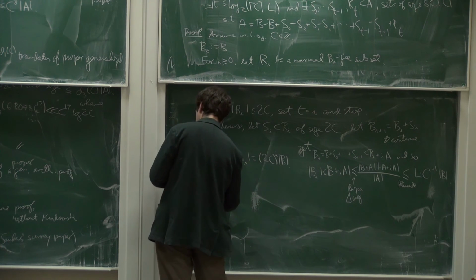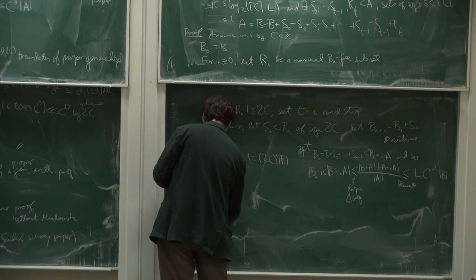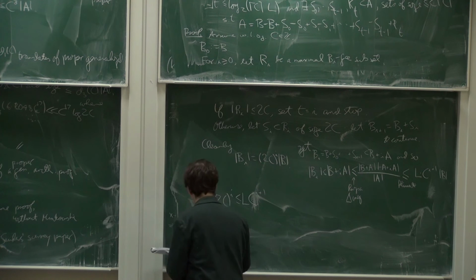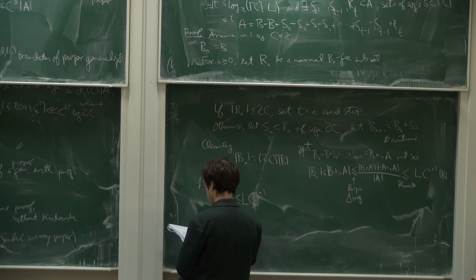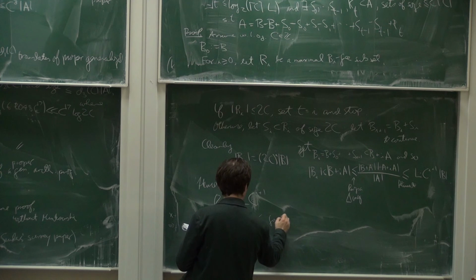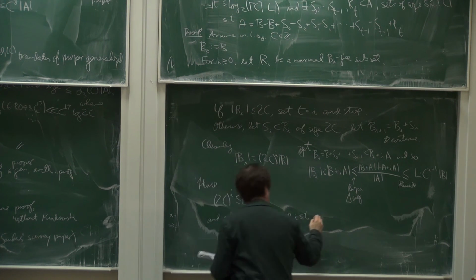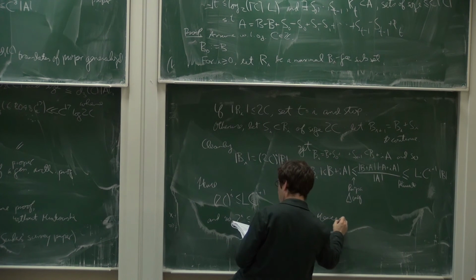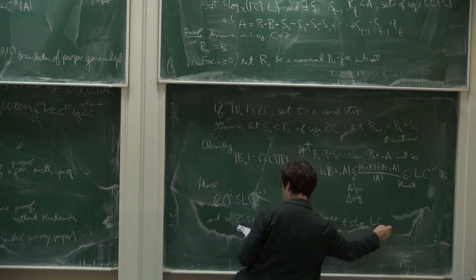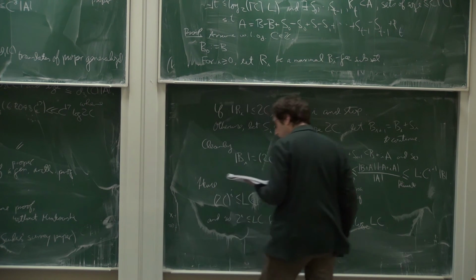Hence, 2^{C_i} is at most L C_{i+1}. And so 2^i is at most LC for all i ≤ T. Hence, T is at most log base 2 of LC. That's it.